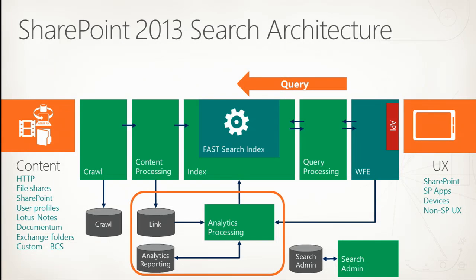In 2010, FAST Search for SharePoint 2010, for those familiar with that, we had a web analyzer, a link analyzer. And that really formed the basis of an engine that we have now fleshed out in 2013 and has become what's called the analytics processing component. So this is a new capability within 2013 that provides, in addition to web link analysis, things like recommendations analysis and user profile and item-to-item recommendations. So lots of new functionality and capability there.